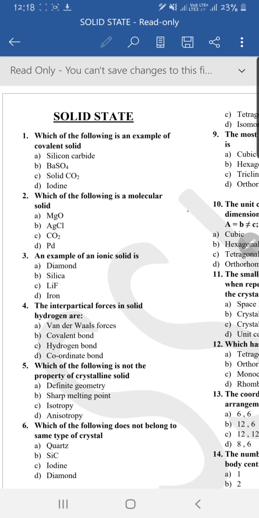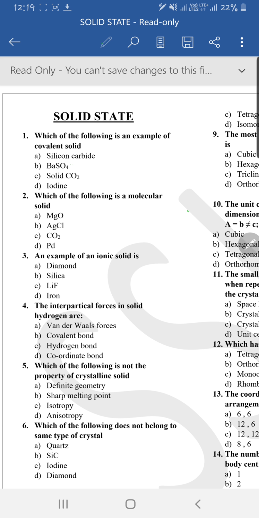Then we move on to the next question. An example of an ionic solid is. They are again asking, ionic solids have ionic bonds. Diamond is a covalent solid, silica cannot be, it is a covalent solid, iron is a metallic solid, and the ionic solid is lithium fluoride. Therefore, in the third question also there is no doubt. These are very basic questions. If you refer to the concept very clearly, then you would get it.